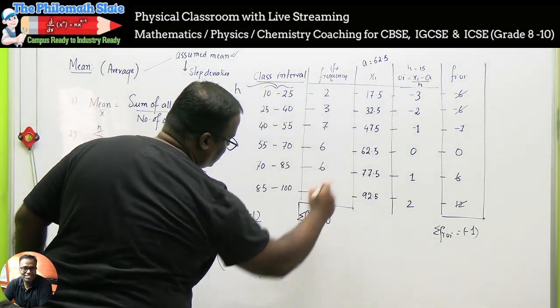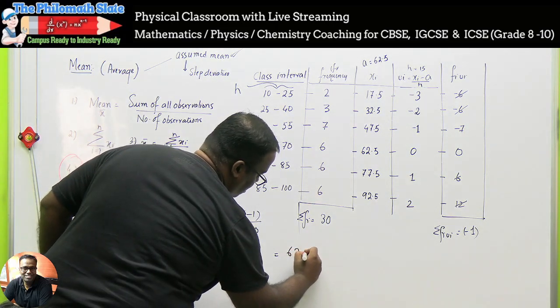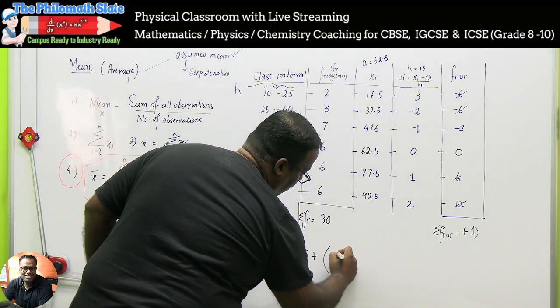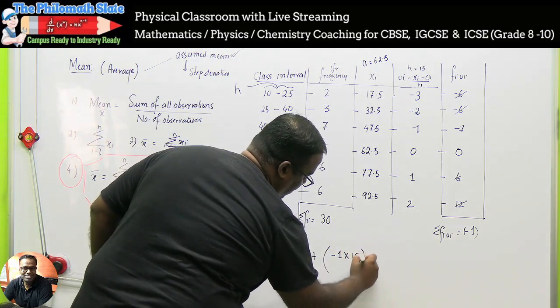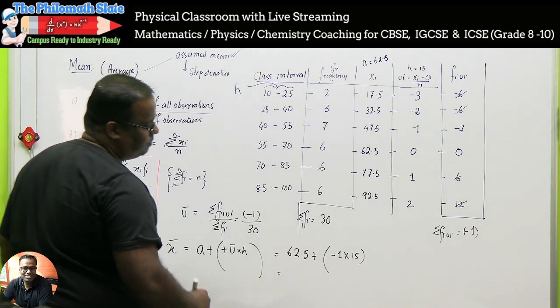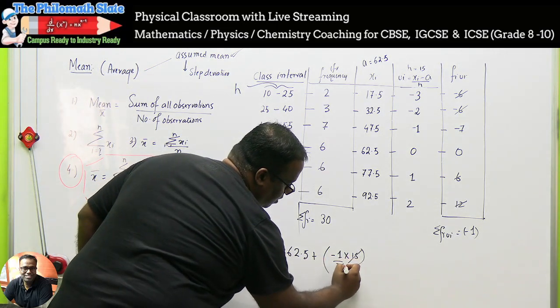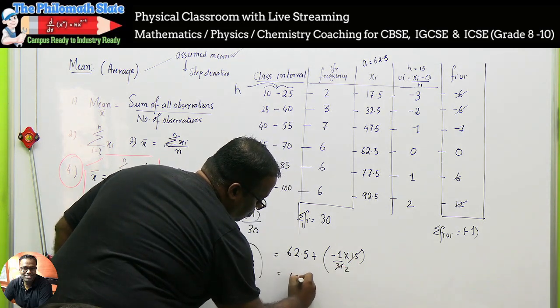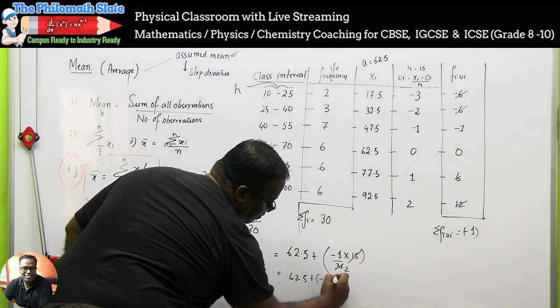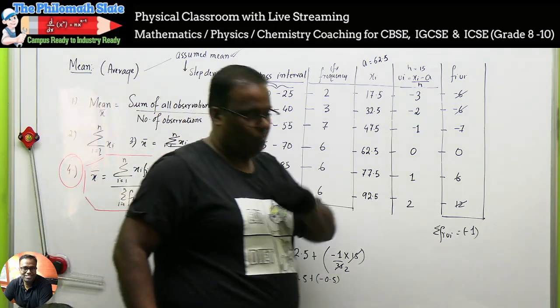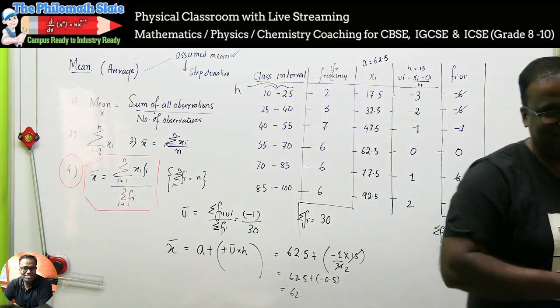This time we started with 62.5, mind you. And then we are adding how much? U bar कितना आया? Negative 1 multiplied by 15. कितना हुआ? Negative 1 by 30. So this is negative 0.5. So 62.5 plus negative 0.5 is 62. That concludes mean.